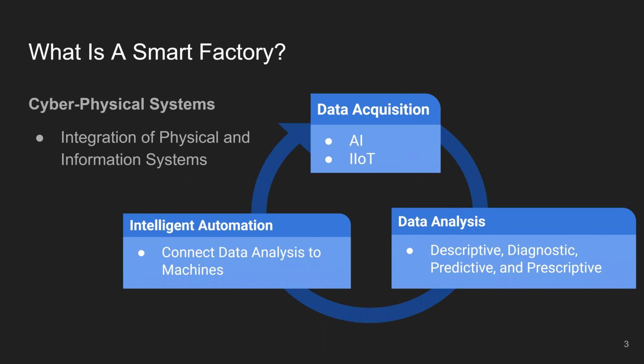What is a smart factory? Essentially, a smart factory is a cyber-physical system that integrates physical systems like CNC machines, robots, and 3D printers, with information systems like the MES and ERP systems.